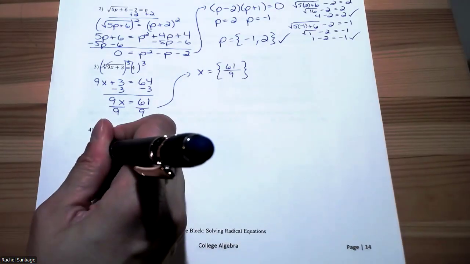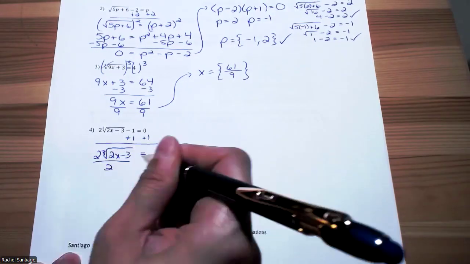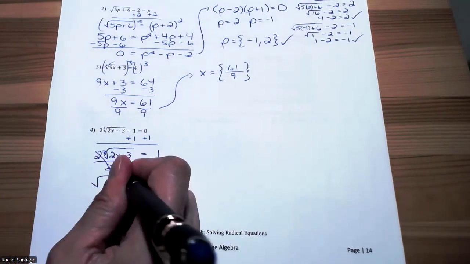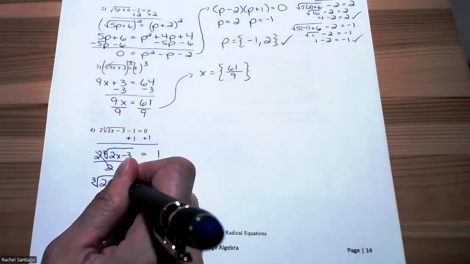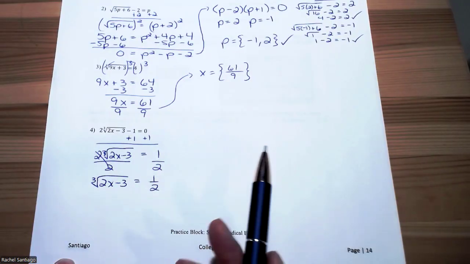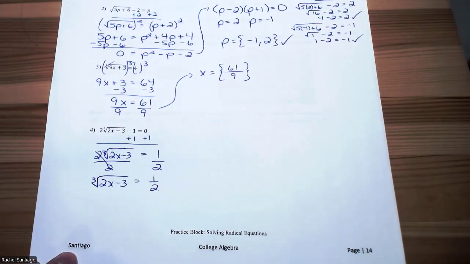But you know what? For the sake of consistency, I'm going to go ahead and divide both sides by 2. Why not? It's not like we can't deal with fractions. So we have the cube root of 2x minus 3 is equal to 1/2. By the way, you could have left the 2 and then cubed both sides, and you'd still have to cube the 2, which becomes 8. But we're going to prove that anyways.